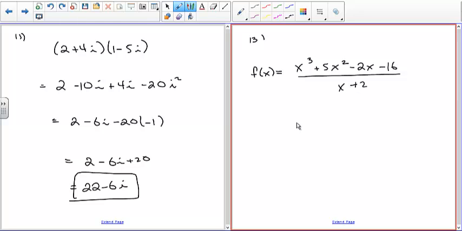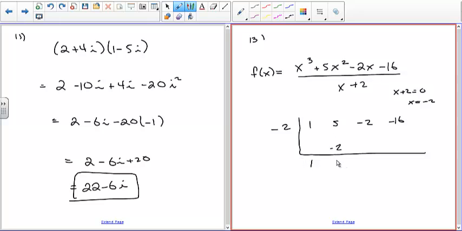The key thing here is that when you do it, you don't use 2, you use the corresponding zero. So if I have x plus 2 equals 0, this corresponding zero is -2. So you should have used -2 here. And if you use +2, you'll get a remainder, and then you'll say something's wrong. Okay, so bring the 1 down. -2 times 1 is -2.